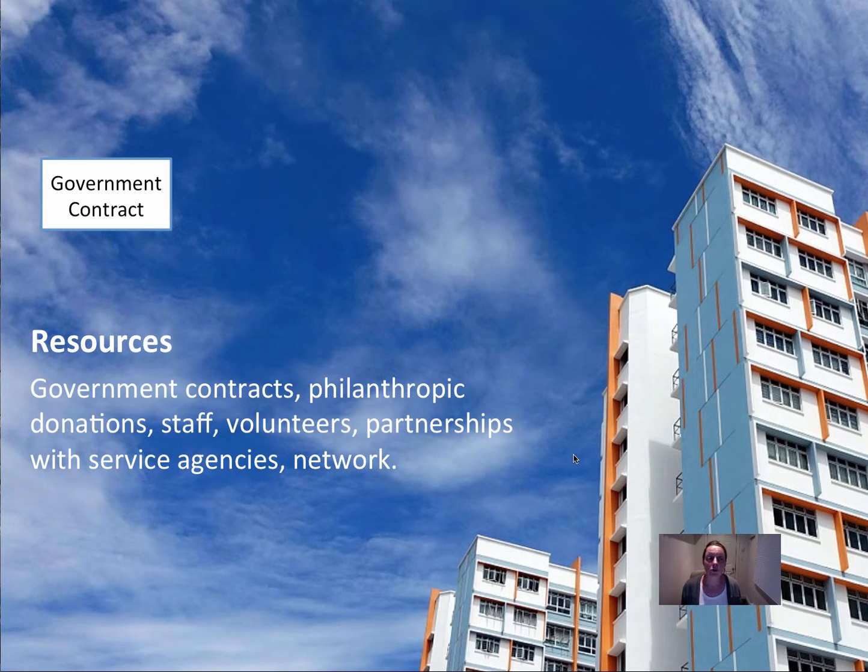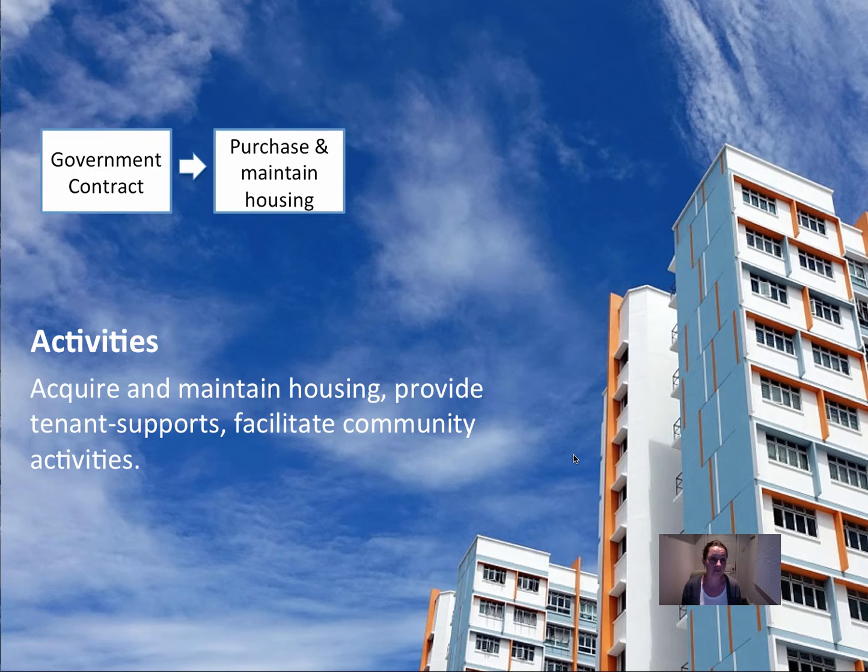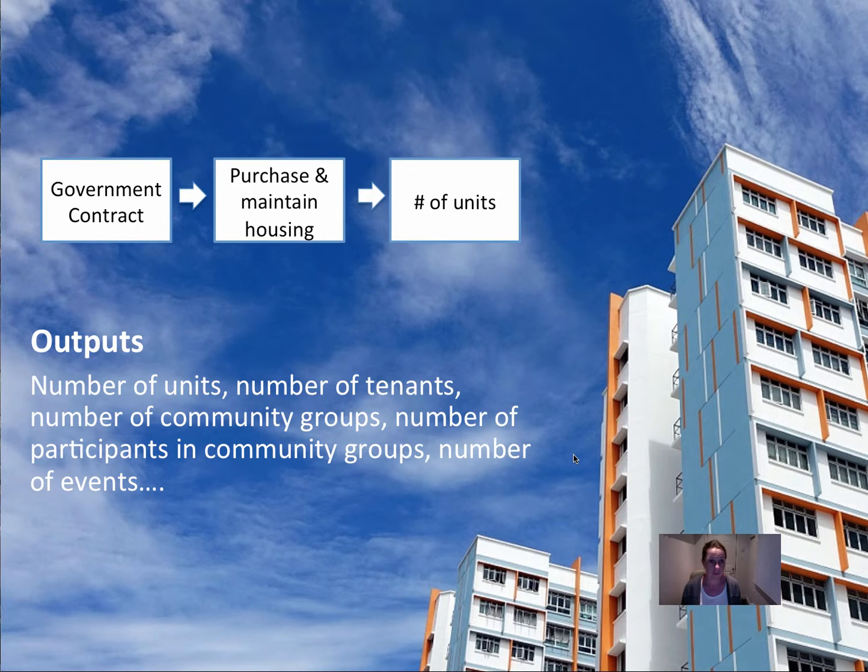Resources. One of their resources might be government contracts. They get money from the government to do this work that they're doing. Other resources might be philanthropic donations, staff volunteers, partnerships with other service agencies, and their networks with other nonprofits. Activities. One of their main activities is purchasing and maintaining housing. They also provide tenant supports and facilitate community building activities among the tenants.